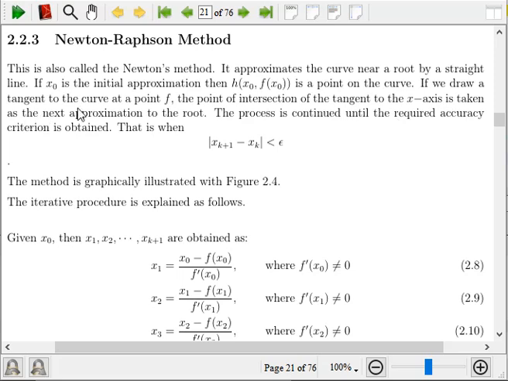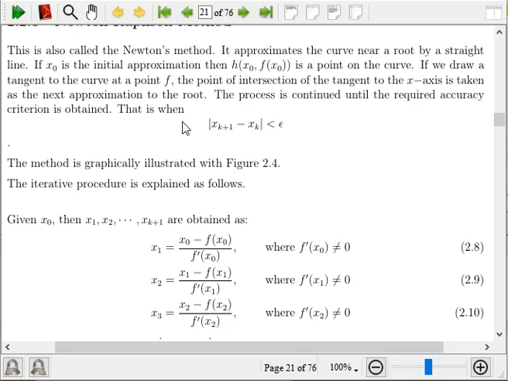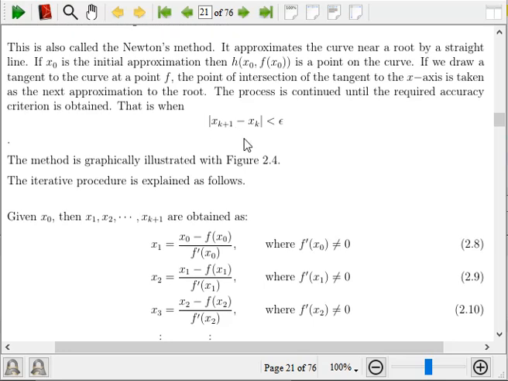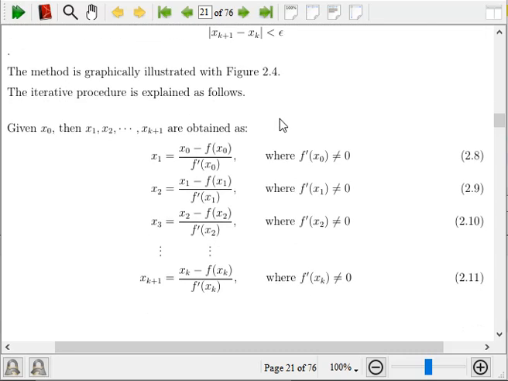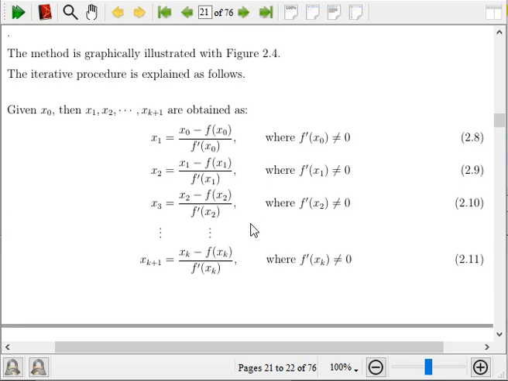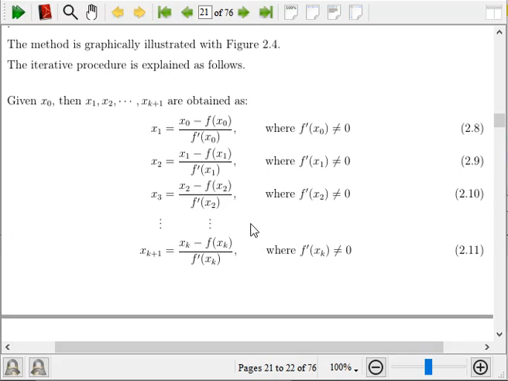If we draw a tangent to the curve at that point, the point where the tangent intersects the x-axis is taken as the next approximation to the root. This is what I was explaining graphically in the Newton-Raphson figure below. We continue the process until the current solution minus the previous solution is less than a given threshold value. So this is the iterative formula.